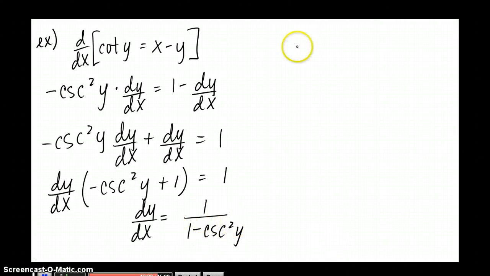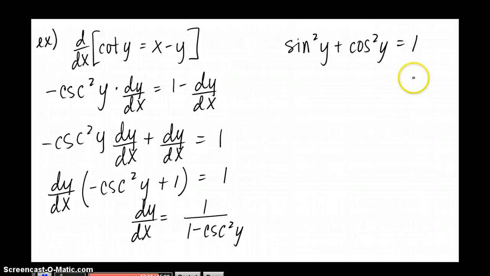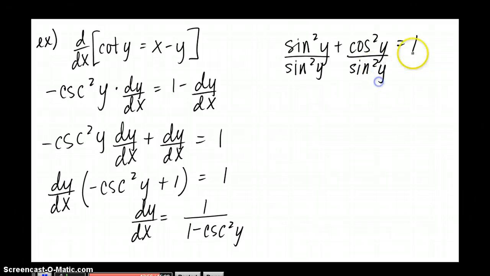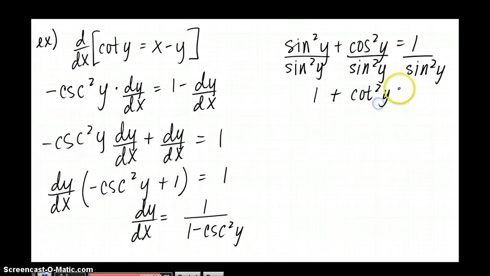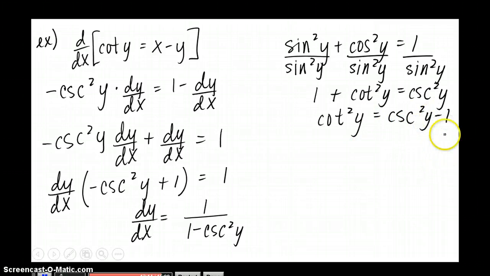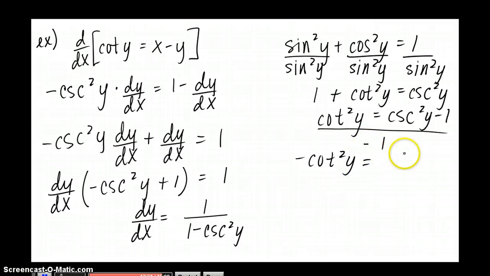Now let's look at this real quickly. If we do our Pythagorean identity, and it doesn't matter the variable, so sine squared plus cosine squared equals 1. If I'm trying to rewrite my functions in terms of cosecant, so cosecant's a reciprocal of the sine function, I'm going to divide everything by sine squared. I get 1 plus cotangent squared y equals cosecant squared y. If I solve this equation for cotangent squared, I subtract 1, now I'm going to divide everything by -1, and I would get 1 minus cosecant squared y.